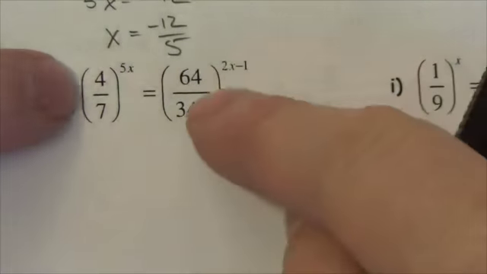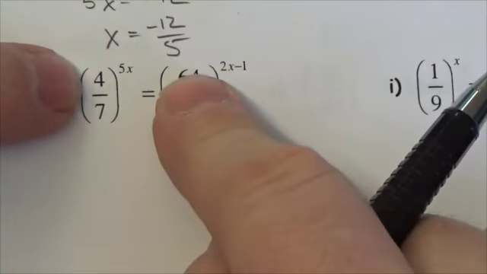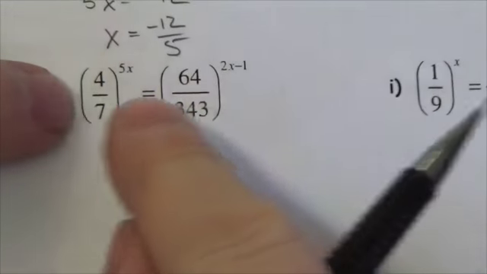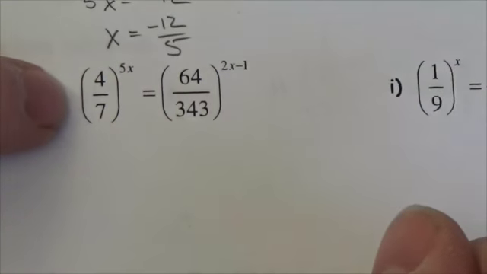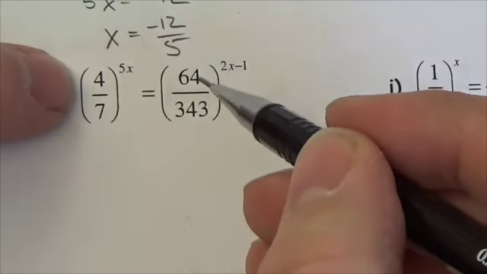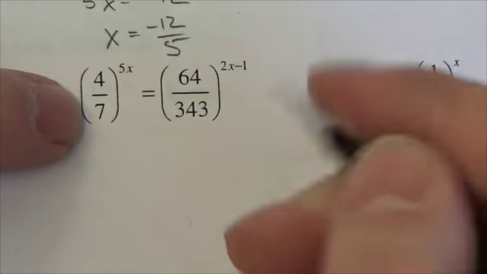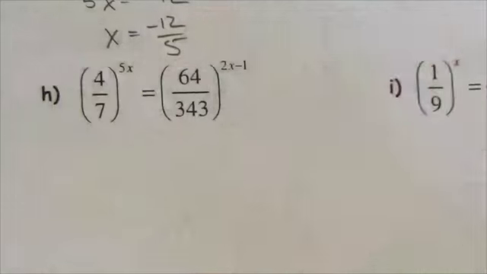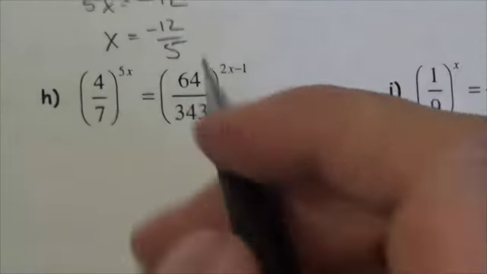Now, take a look at these numbers here. 4, 64, 7, 343. Okay, they're related to each other. 4 does correspond to 64, 7 does correspond to 343. So there's been no reciprocating here. And I have to look for that because that is an issue. So I just wanted you to be aware of that.